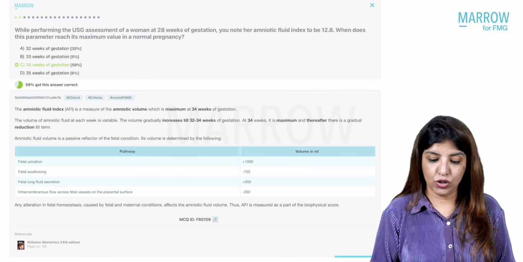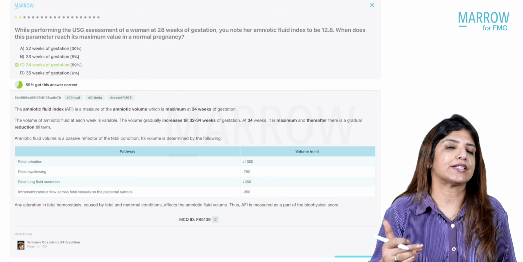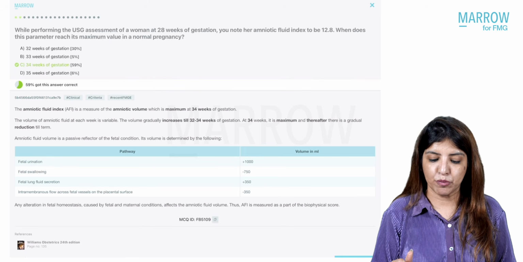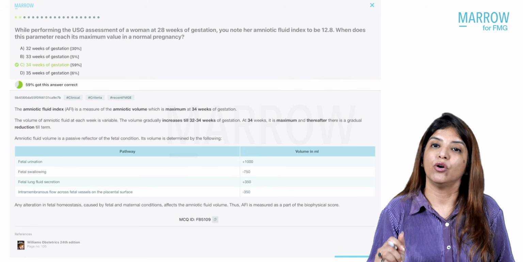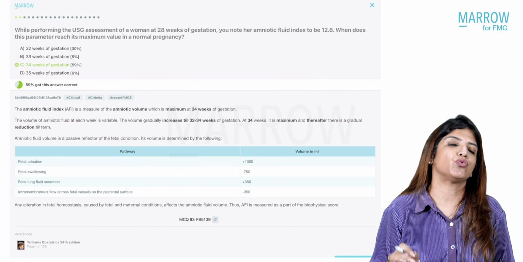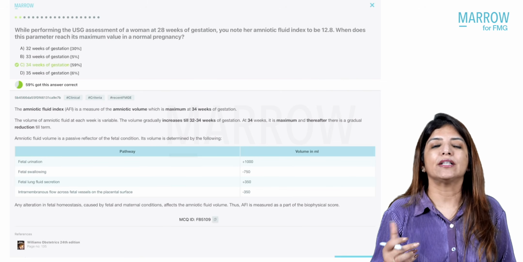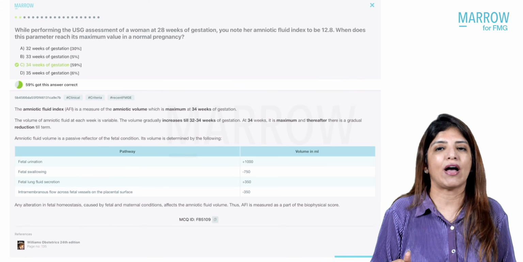So over here also they have told you that AFI, that is amniotic fluid index, or amniotic fluid, is maximum at 34 weeks and the range is 32 to 34 weeks. Clear to all of you? Yes. What are the major contributors of amniotic fluid?